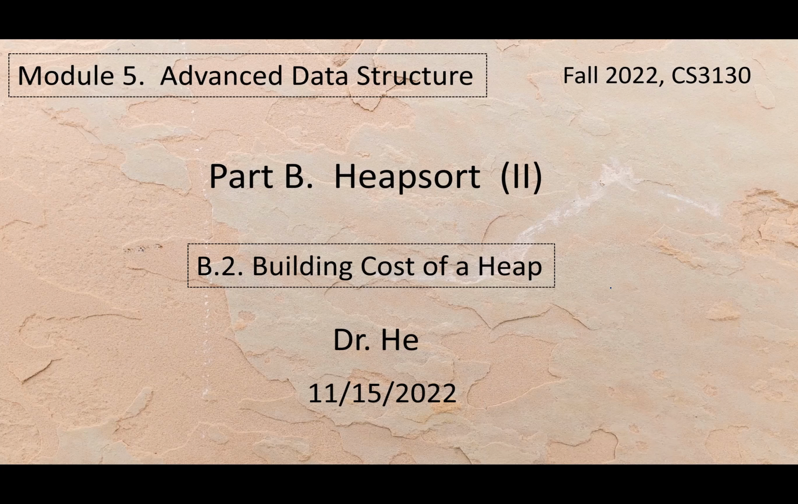Let me recall what we are doing at this point. First, we define the data structure heap. Basically, it is an array. The underlying data storage object is just a simple array, but we do some special treatment.